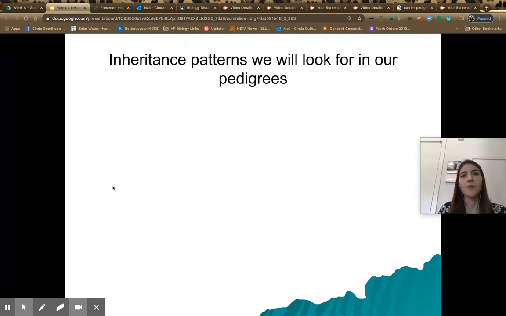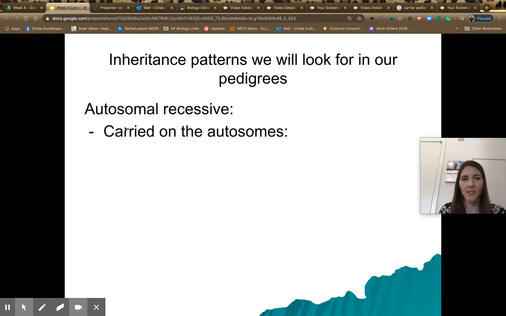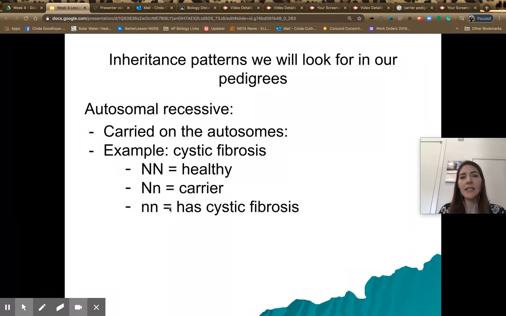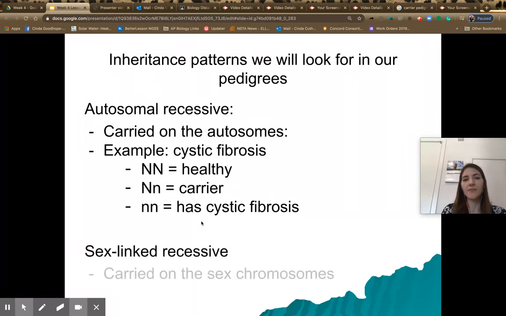Okay, so we're going to look at 2 inheritance patterns. The first one I'm going to show in this video is the autosomal recessive, which is carried on the autosomes. Remember, that's pairs 1 through 22. One example is cystic fibrosis. So that's just where we use the normal letters. Big N would be completely healthy. Big N, little n would be a carrier. They're heterozygous. And little n would have cystic fibrosis. The other one we'll look at in the next video is sex-linked recessive.